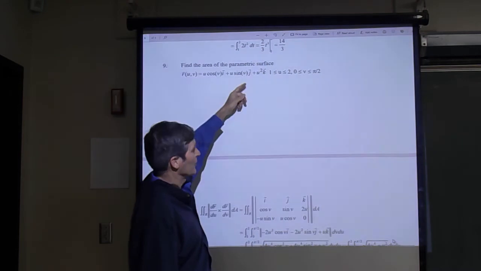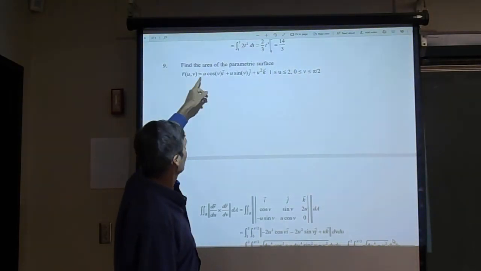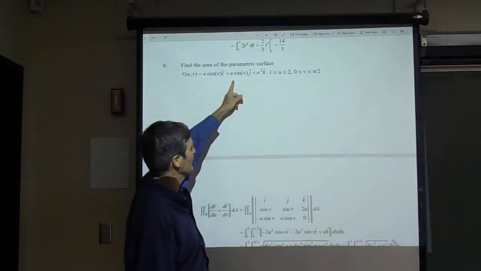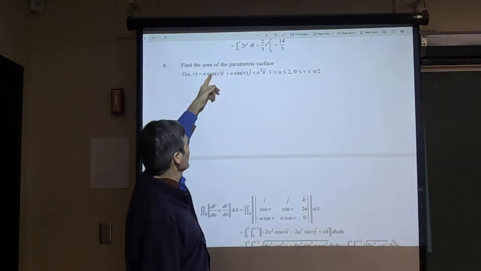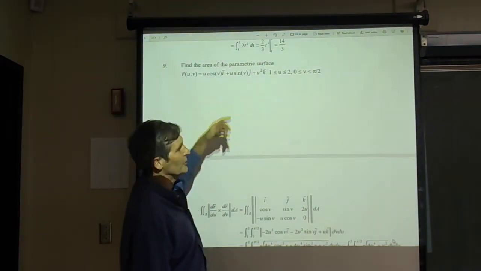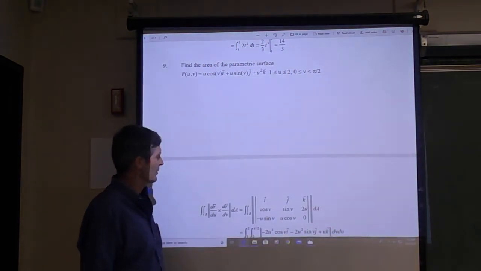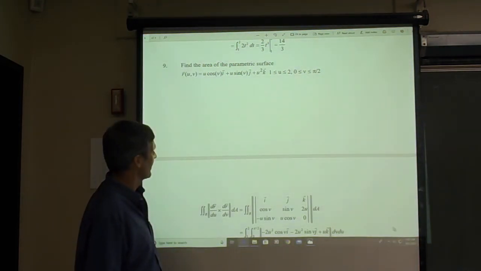This is parametric form for a surface. Just like for a parametric curve, you write x as a function of t and y as a function of t and z as a function of t. For a parametric surface, you write x, y, and z as a function of two variables, u and v, and if you do it right, you get a surface. That's commonly what you get.